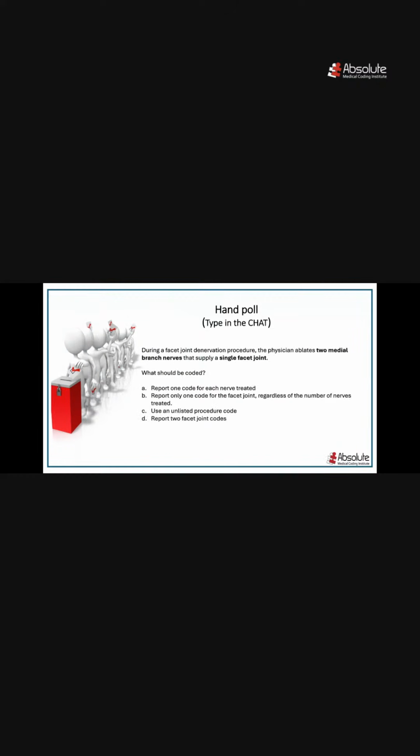I think this is the final poll scenario. During a facet joint denervation procedure, the physician ablates two medial branch nerves that supply a single facet joint. What should be coded? Option A, report one code for each nerve treated. Option B, report only one code for the facet joint regardless of the number of nerves treated. Option C, use unlisted procedure code. Option D, report two facet joint codes. What say you, coders? This is the last scenario. Give your best answers.